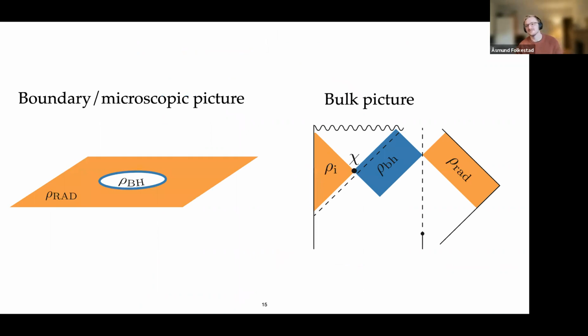And just to introduce some notation here. In the boundary or microscopic picture, I will use capital letters to refer to the density matrices that we have. So in the CFT, I will call the state rho capital BH. And on the reservoir where the radiation escapes, I will call the state rho capital rad. And in the bulk, of course, we know that this blue diamond with the rho BH in non-capitals is dual to the blue circle here on the left. And the union of these orange regions on the right is dual to the orange region on the left.